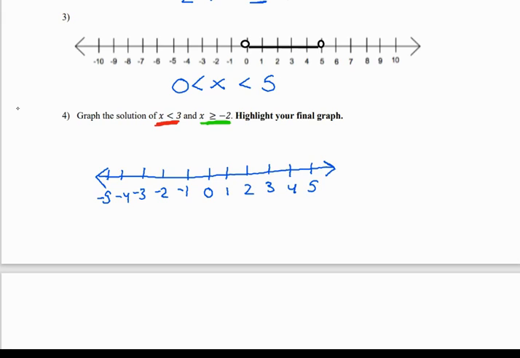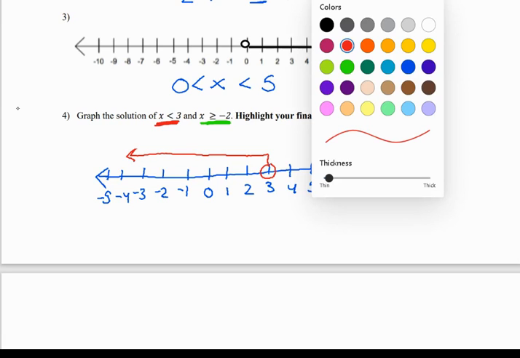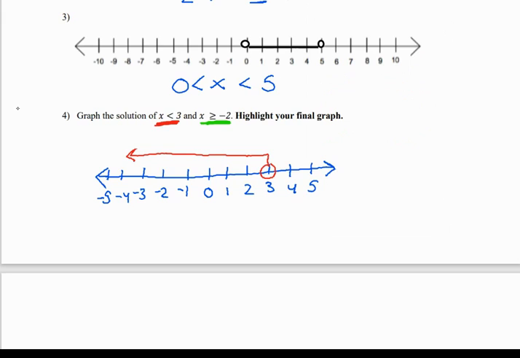The first part is saying x is less than 3. That's what we did yesterday. So that's where we had an open circle. Again, just watch. Don't write anything. I had an open circle on 3 and it said go to the left. That's what we did yesterday. Then I'm going to use this green one to do x is greater than or equal to -2. So that would be a closed circle. And then it would be saying greater than means go to the right.